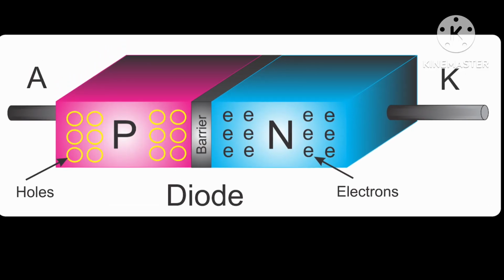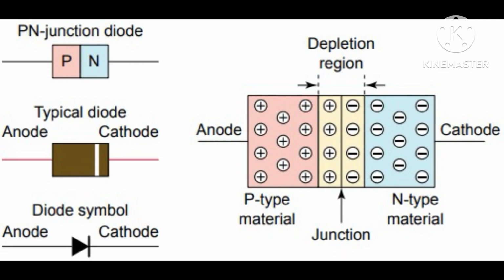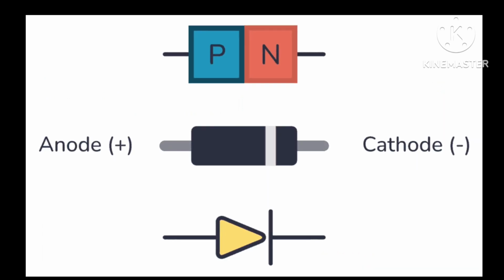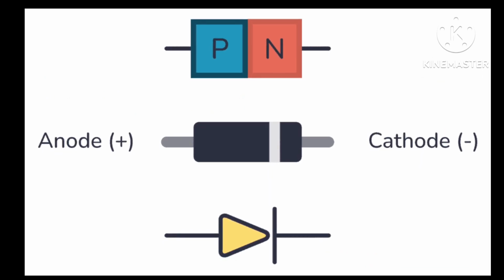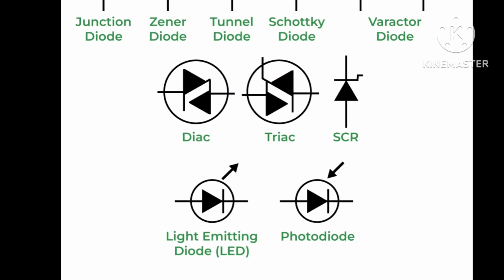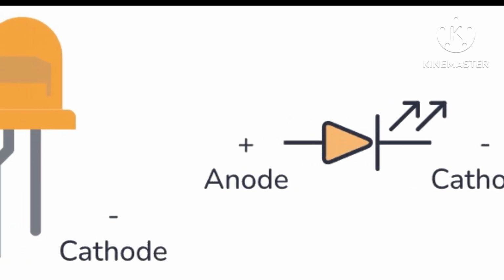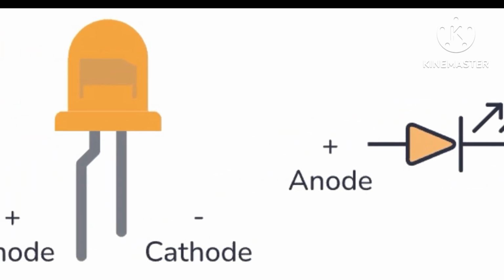A diode is formed by joining two equivalently doped p-type and n-type semiconductors. The p-type side is the positive terminal called the anode, and the other terminal is negative, which is called the cathode. Conventional current flows from anode to cathode. There are many kinds of diode. Light emitting diode, which is very well known as an LED, is one kind of diode.